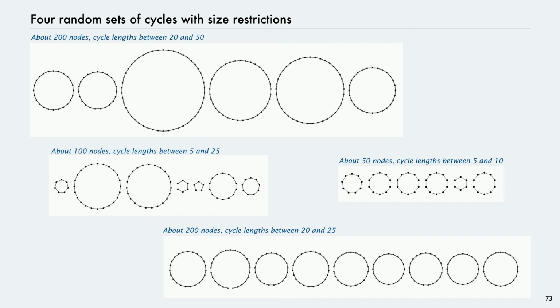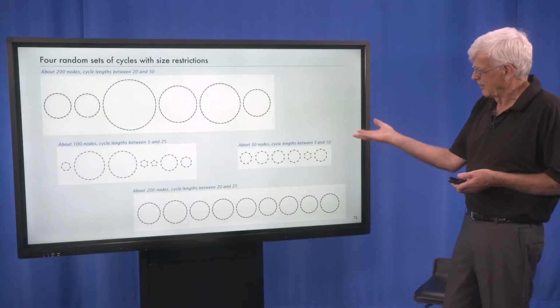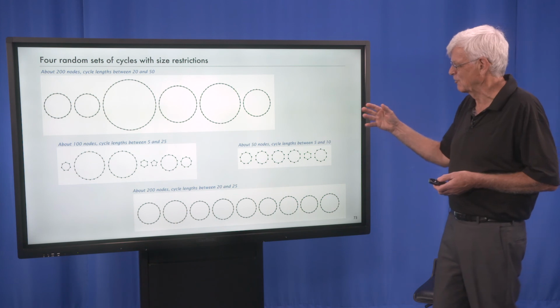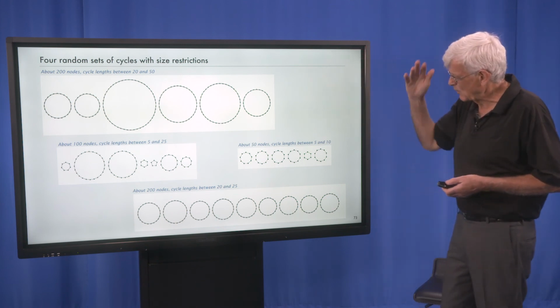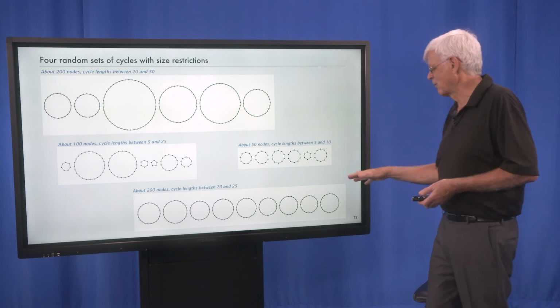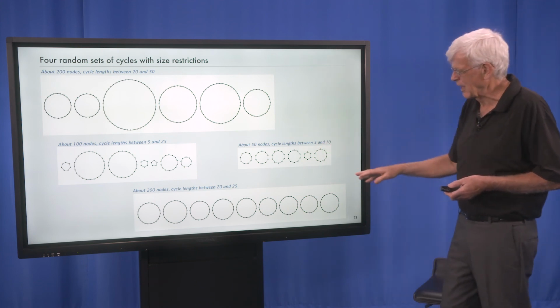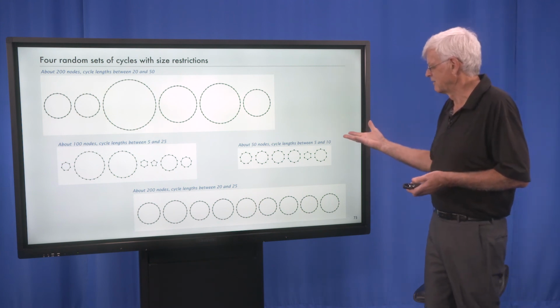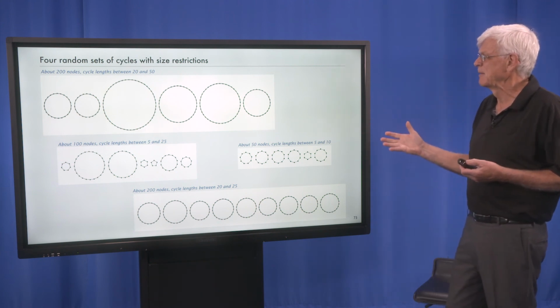So this is permutations of about 200 nodes where the cycle lengths are all between 20 and 50. Or this is 100 nodes with between 5 and 25, or 50 nodes between 5 and 10, and so forth. There's lots of applications where these sorts of restrictions make a lot of sense. And again, whatever we get, it's uniform, it's of equal probability to appear among all objects of the same size. And that can be a very important factor.